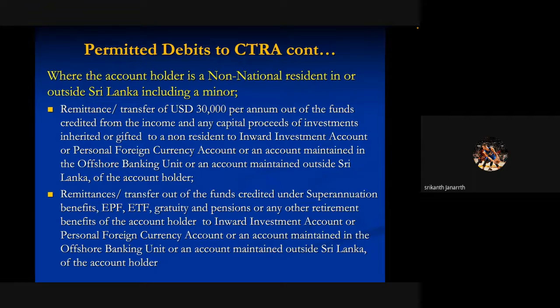So up to $30,000 they can remit as an eligible invested amount inherited by the account holder who opened a CTRA. From the CTRA account, he has the option to send the money out or to retain it in one of these accounts: inward investment, personal, or offshore, or even send the money out. Remittance or transfer out of funds credited as superannuation benefit, EPF, ETF, gratuity, all those payments can go into the same personal foreign currency account or the inward investment account.